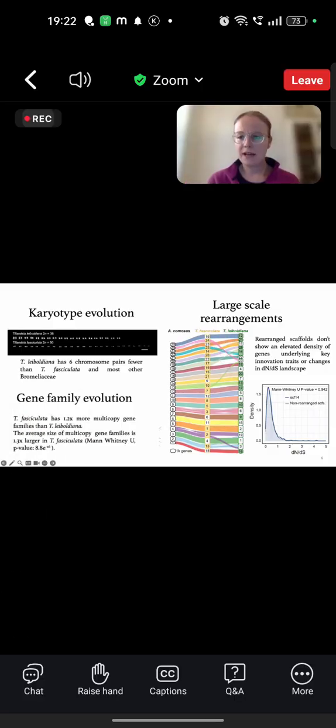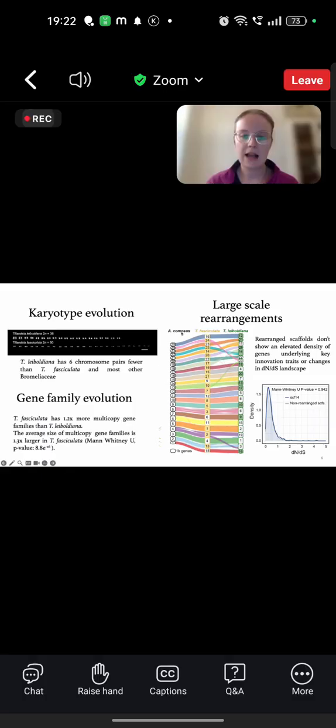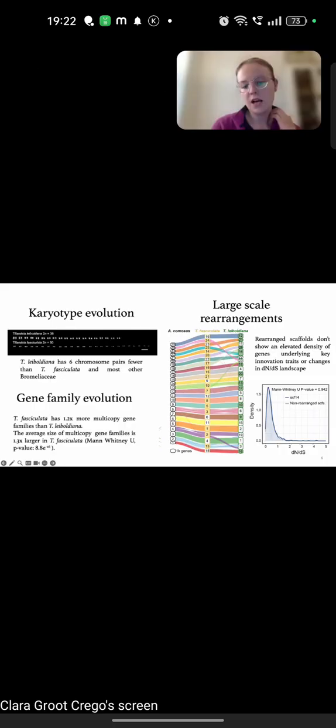So that made us really interested in understanding large-scale rearrangements and whether we could define these in our genomes. And so for that, we performed synteny analyses, and for that, we also added to the mix pineapple, which is about 50 million years diverged from these two, and one of the only few other reference genomes available for Bromeliaceae.